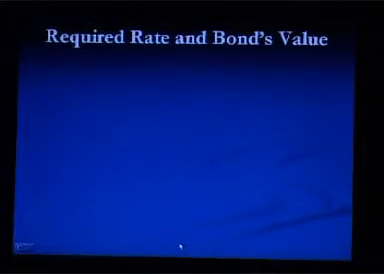Did you remark the relationship between required rate of return and the intrinsic value of the bond? In the last two examples, we have calculated the intrinsic value of the bond by taking required rate of return 12% and 8%. Now, we can see the relationship of the bond price when we are changing the required rate of return. Let us see. Here I am explaining the relationship between required rate of return and bonds value.